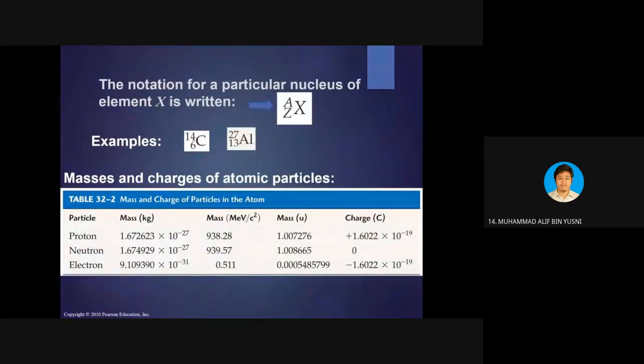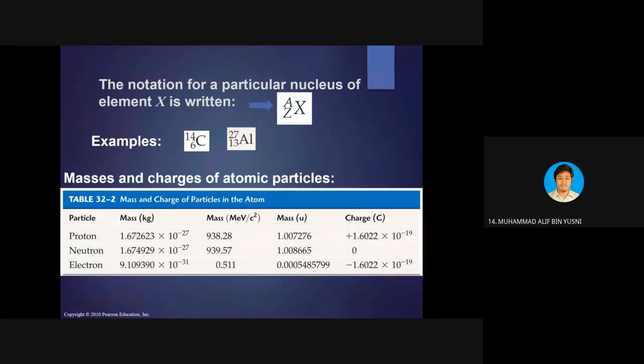Okay, the notation for a particular nucleus of element X is written as element X, with A on top and Z at the bottom. For example here, we have two: carbon and aluminium. Carbon 14, 6: 14 is A and 6 is Z. Same goes for aluminium: 27 is A and 13 is Z.